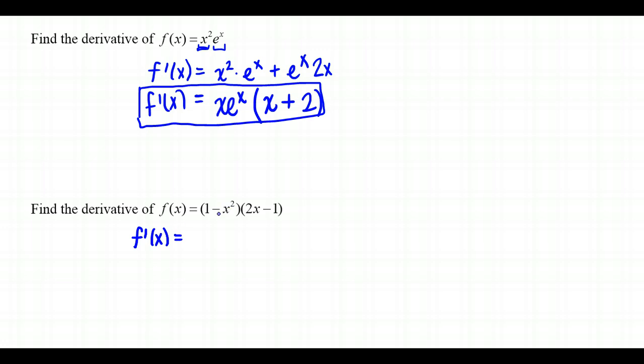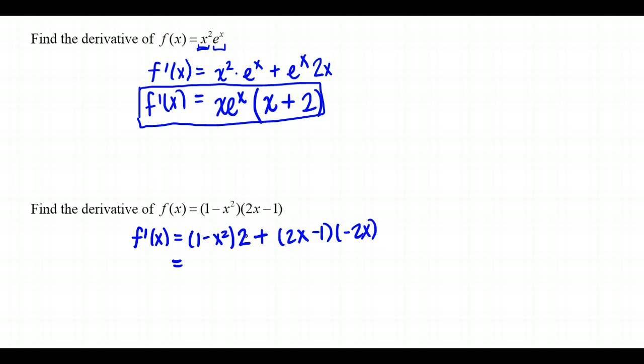using the product rule. I'm going to bring the first function down, so it's the first function, 1 minus x squared, times the derivative of the second. The derivative of 2x minus 1 is 2, because the derivative of negative 1 is 0, plus the second function, 2x minus 1, times the derivative of the first. So it's going to be 0 and then minus 2x. So just negative 2x is the derivative of the first function. So I have first times the derivative of the second, plus the second times the derivative of the first.